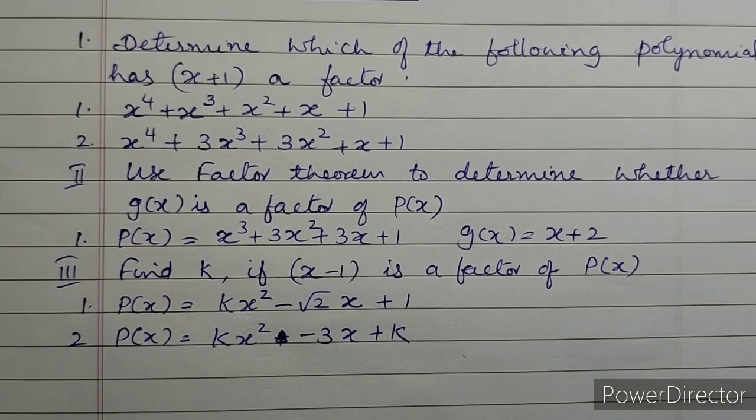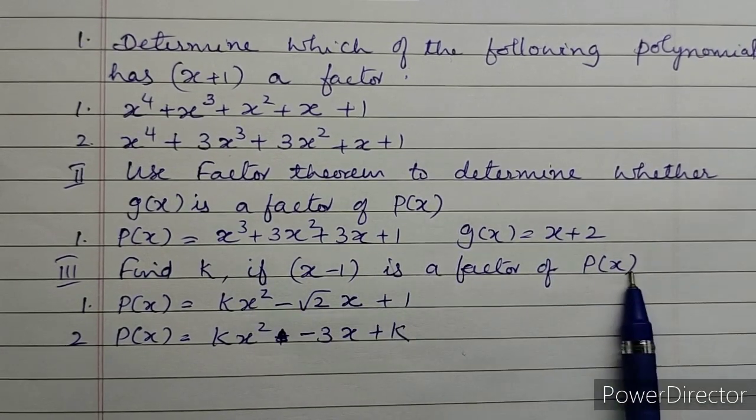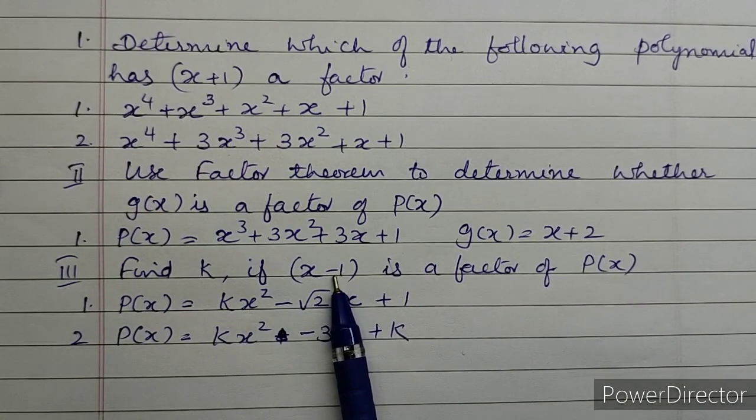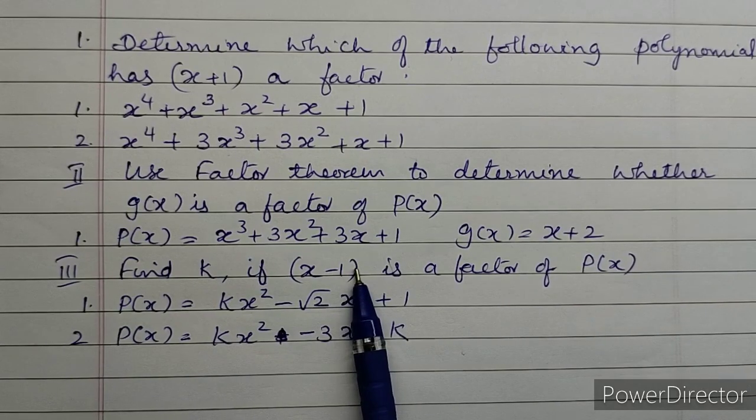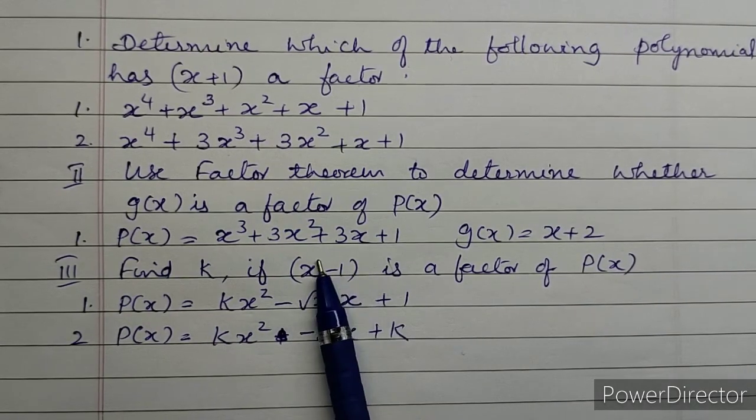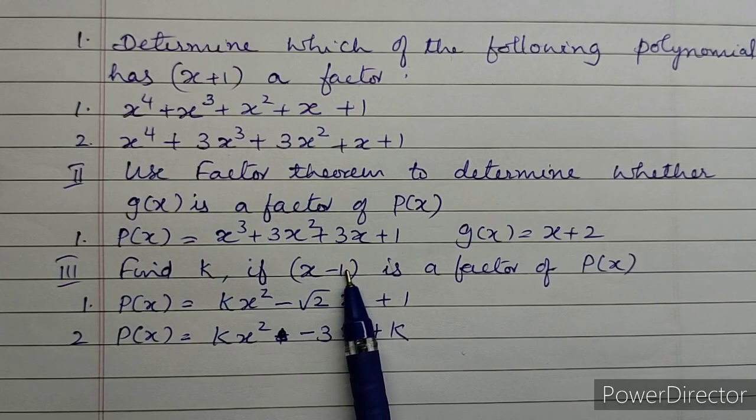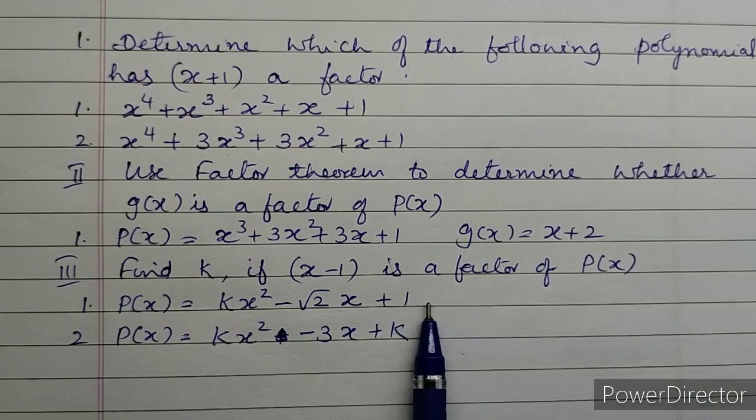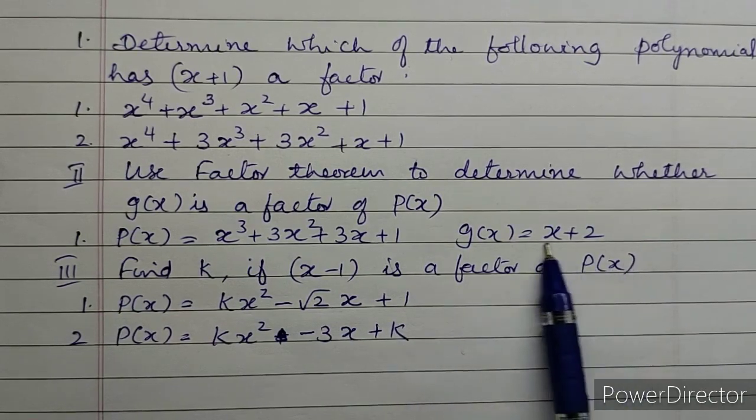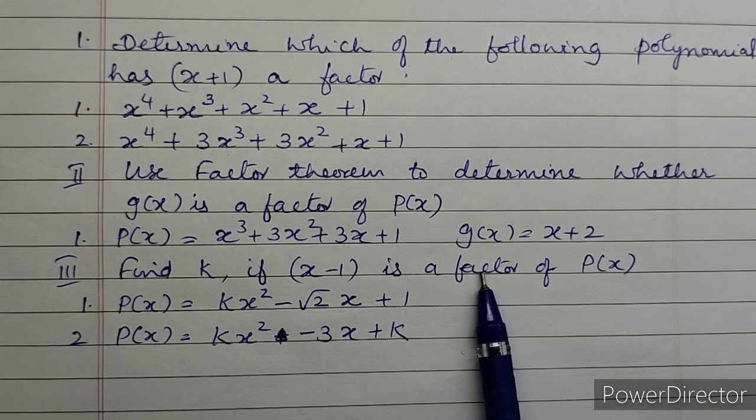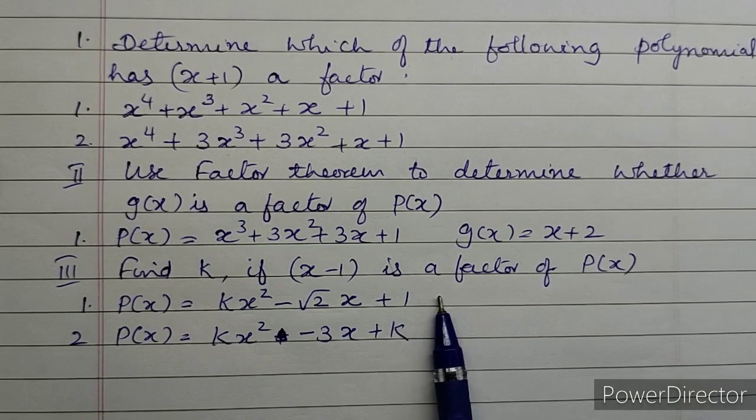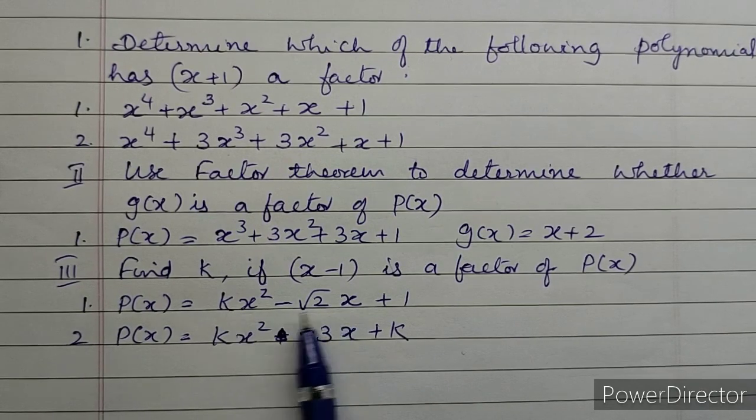Next one: find k if x minus 1 is a factor of p of x. P of x is given, so instead of x what do you have to put? x minus 1 equals 0, so x equals whatever sign comes here, the opposite sign you should take. So x equals positive 1 you have to substitute here, and put equal to 0, because it is already given that it is a factor of p of x. If it is a factor, p of 1 is equal to 0. So substitute, set equal to 0, and find the value of k.